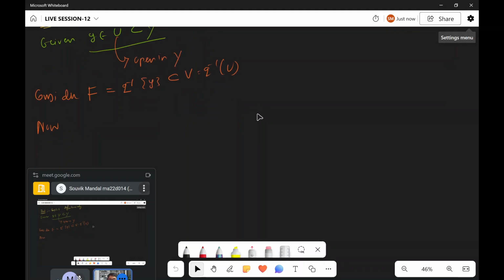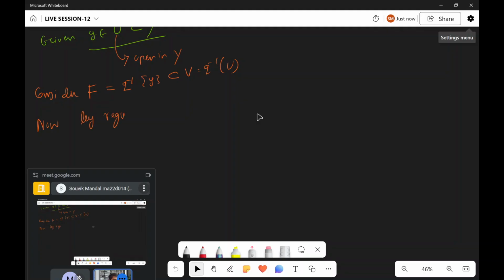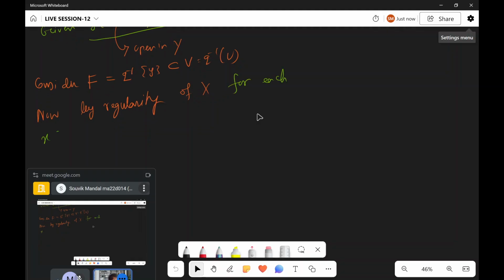Now, by regularity of X, for each x in F, a subset of V, we get an open set Vx such that x belongs to Vx, a subset of Vx closure, a subset of V.